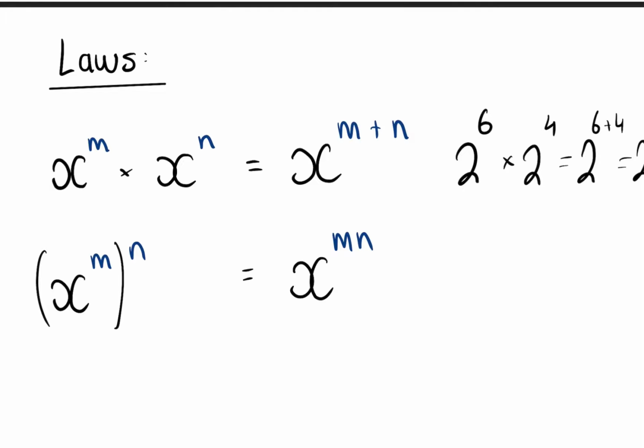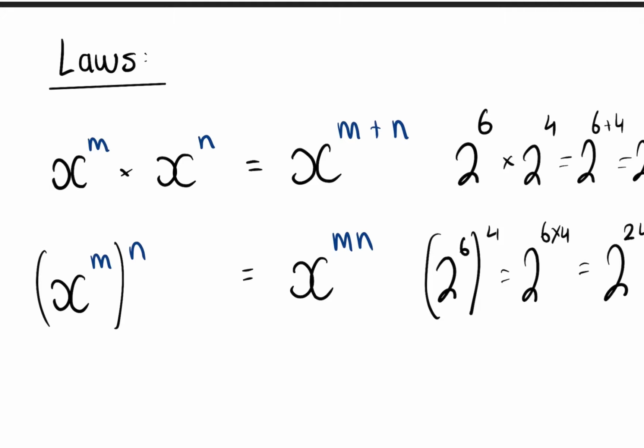Likewise in brackets, if we said x to the power of m, all to the power of n, we do x to the m times n. So for example, 2 to the power of 6, all to the power of 4, it's 6 times 4, and that would give us 2 to the power of 24.